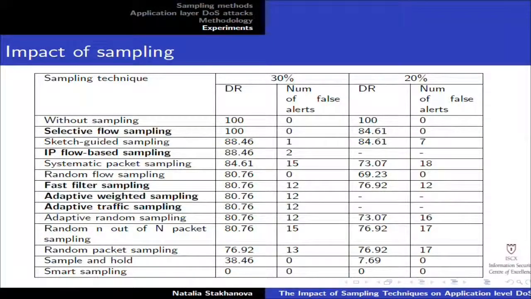So what are the results? The best one, the one you see on top here, is the selective flow sampling. We got a 100% detection rate and no false alerts. This was a surprising result to us, at least, because this is a generic type of technique.